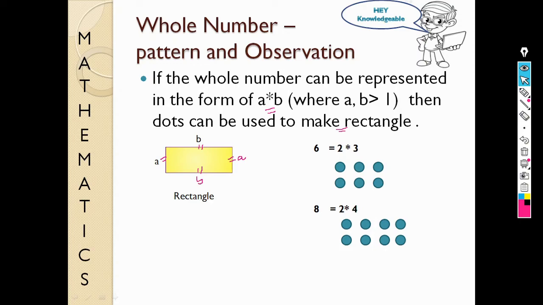If you take the case of 6, 6 can be represented as 2 into 3 and we can place the 6 dots in such a way that it takes the shape of a rectangle. In the same way, if you see 8, 8 can be represented as 2 into 4 and all the 8 dots can be placed in such a way that it forms a rectangle.